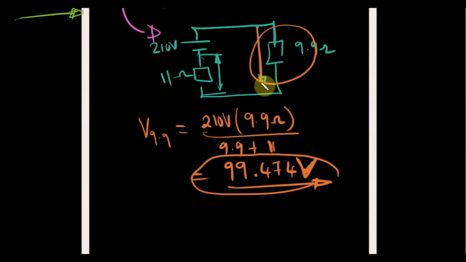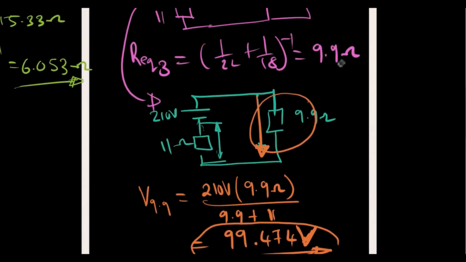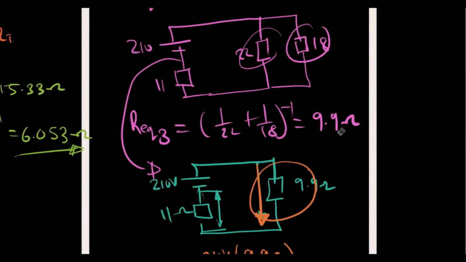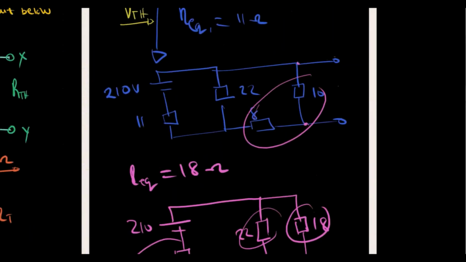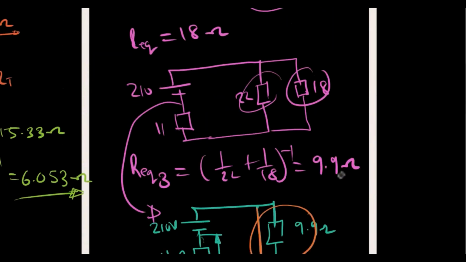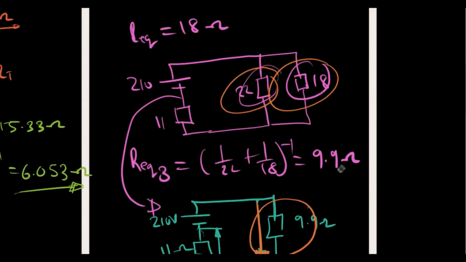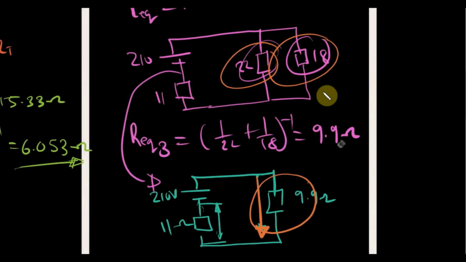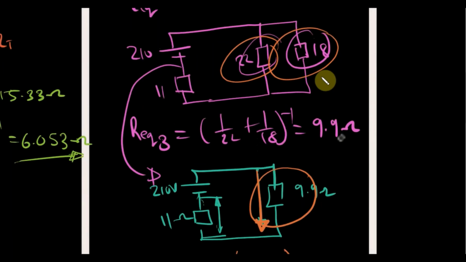Well, it's the voltage drop across the 9.9 ohm resistor, but we do not have a 9.9 ohm resistor in our original circuit. Instead, we have 22 ohm and 18 ohm. So the 9.9 ohm resistor is actually a combination of the two 22 and 18 ohm resistors.